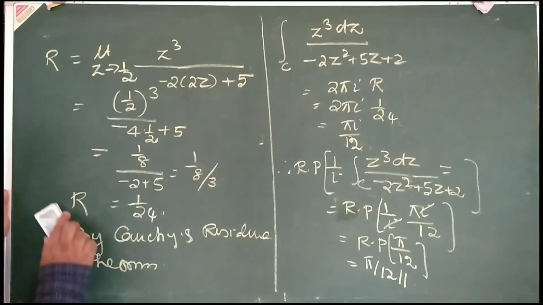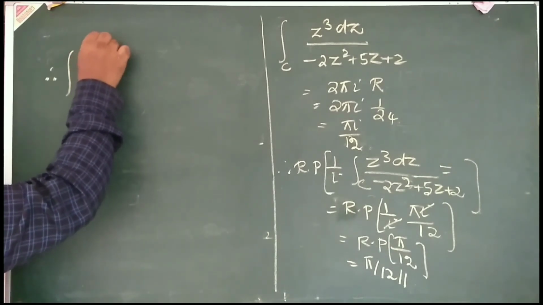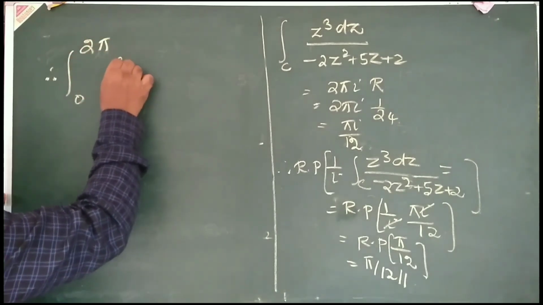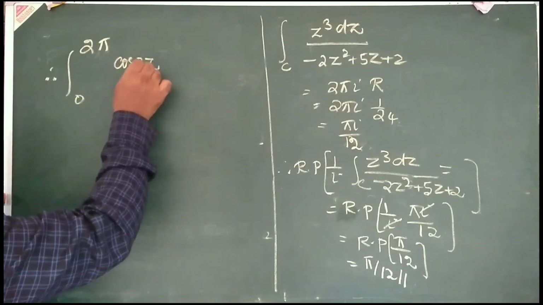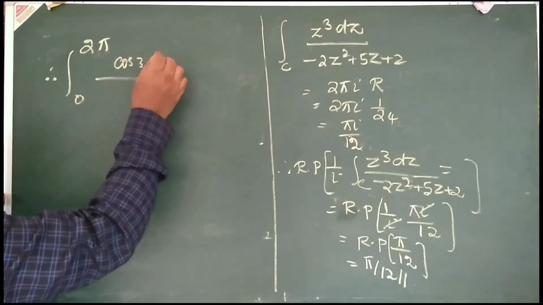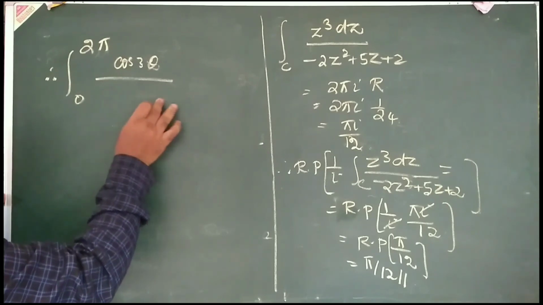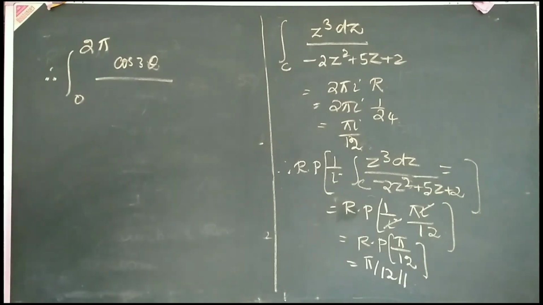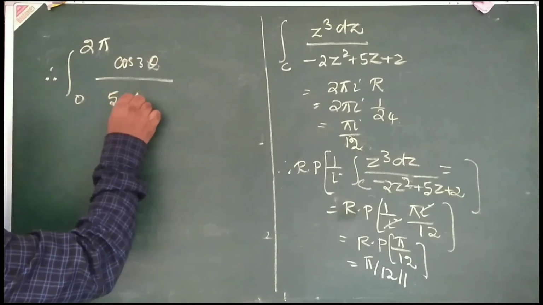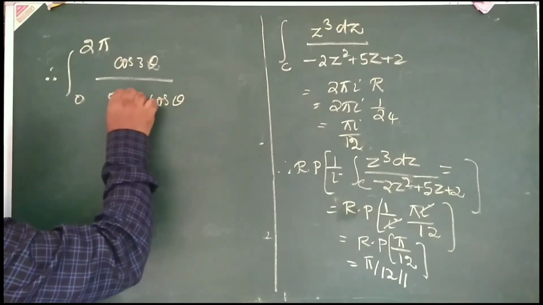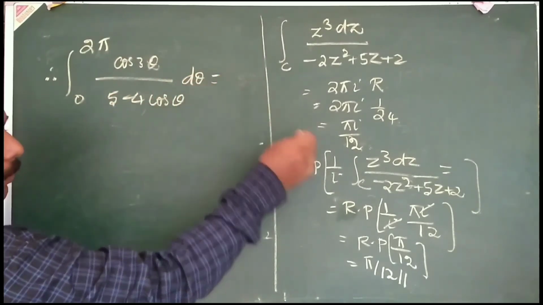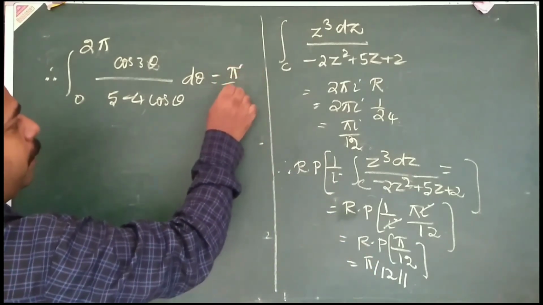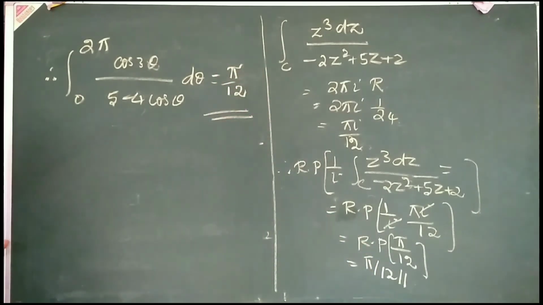Therefore, the integral from 0 to 2 pi of cos 3 theta divided by 5 minus 4 cos theta d theta is equal to the same answer. So this is our required answer.